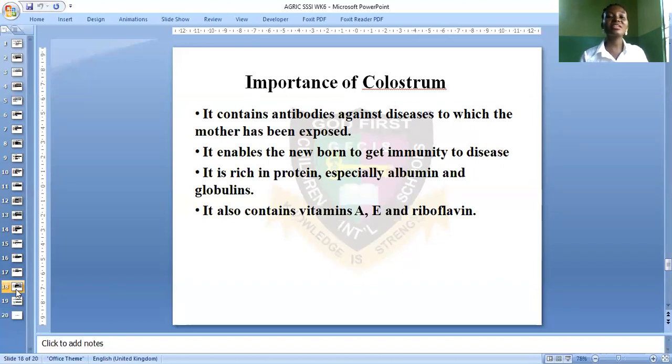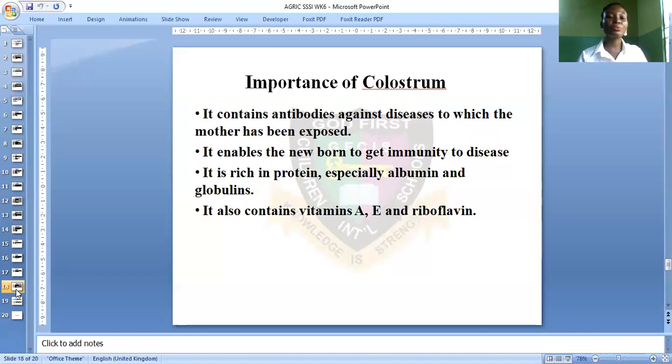Number one, colostrum contains antibodies that will fight against diseases that the mother might have been exposed to during pregnancy. These antibodies fight the disease in the young animal. Number two, it enables the newborn to get immunity against disease. So colostrum is important to fight against disease. It builds up the immunity of the young animal.